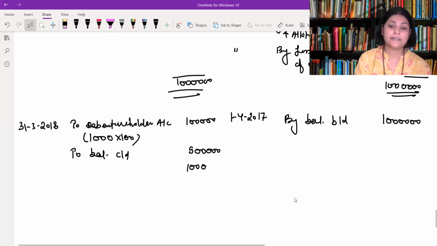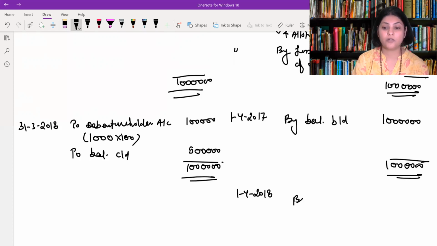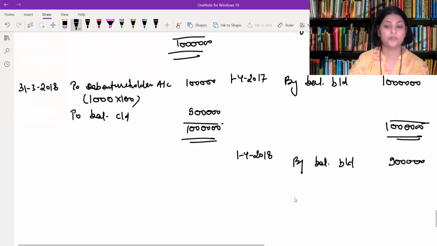Now in the next year, on 1st April 2018, I will first of all copy down the balance, which is my balance brought down and which is 9 lakh rupees. So 9 lakh rupees I'm going to copy down over here.